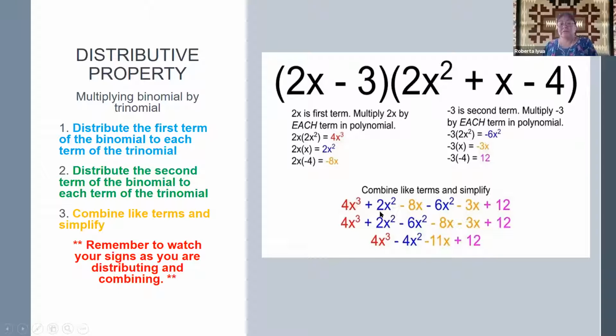So 4x to the third plus 2x squared minus 8x minus 6x squared minus 3x plus 12. 4x to the third is alone. There's no other one. And 2x squared minus 6x squared, we'll combine that and they become negative 4x squared. We have a negative 8x minus 3x, combine those two and we get a negative 11x, and then we just carry down the 12.